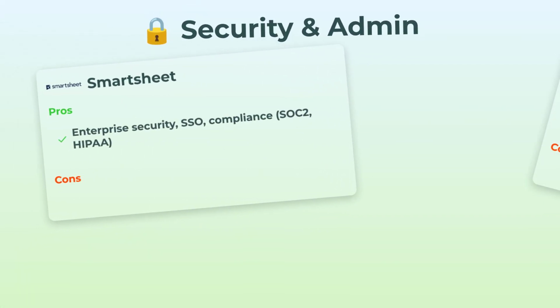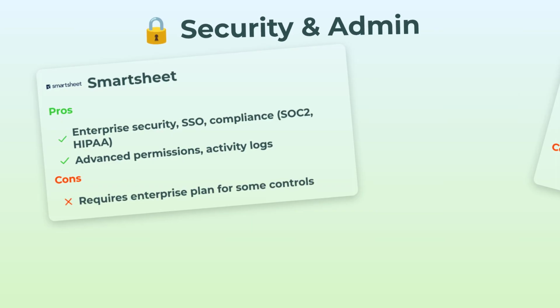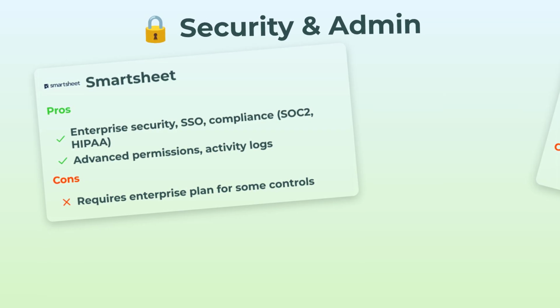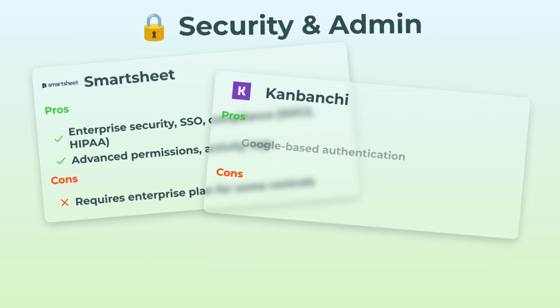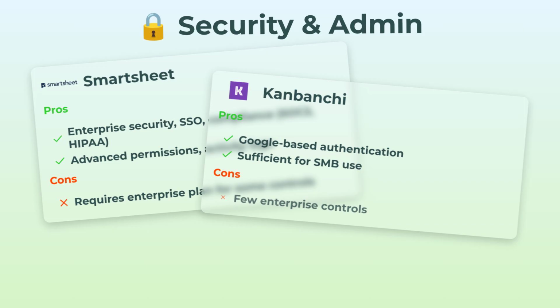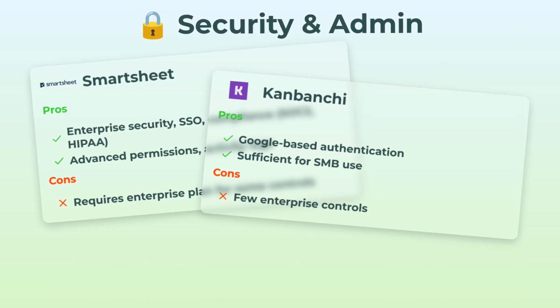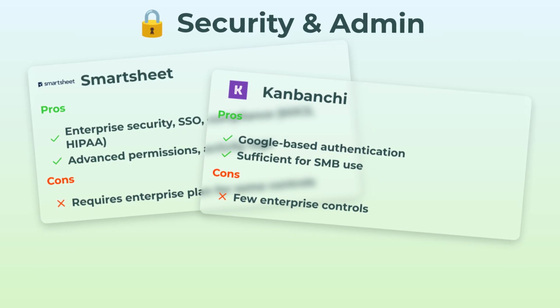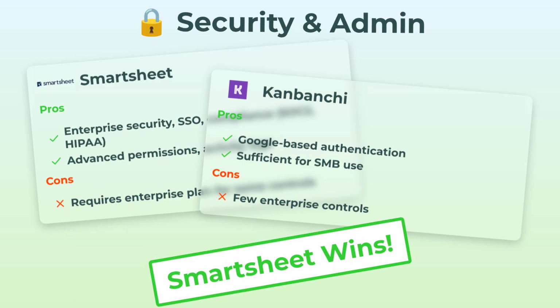Last up, security and admin. Smartsheet definitely flexes its muscle. Enterprise security, single sign-on, all the fancy compliance stuff, advanced permissions, activity logs, you name it. It's pretty much enterprise grade, but you guessed it, a few of those tools are gated behind the more expensive plans. Kanbanchi keeps it light, tying authentication to Google so it's fairly secure for small business, but missing some deeper admin controls. If you need the big guns for security, Smartsheet takes the prize.